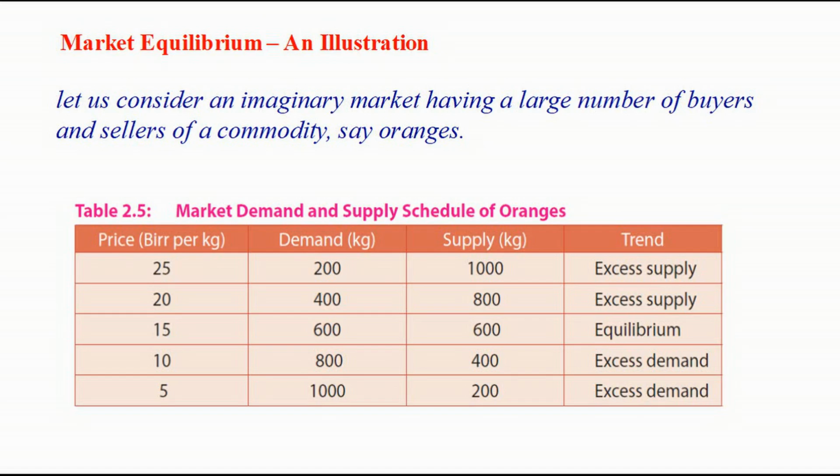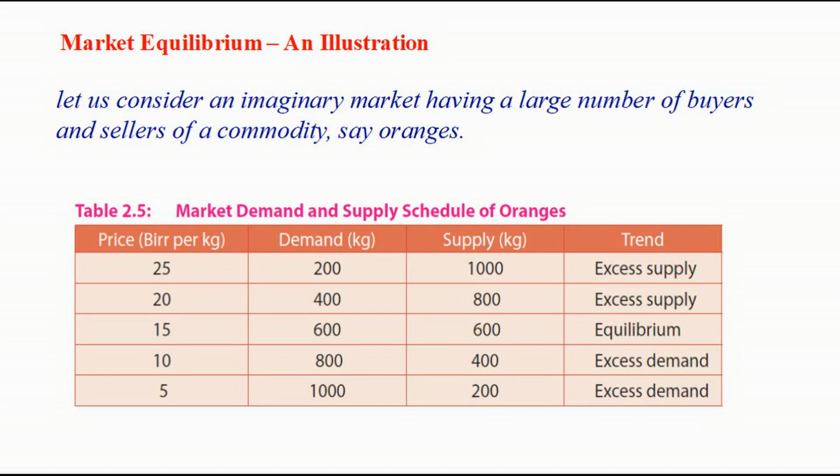When the price becomes 20, the demand increases slightly from 200 to 400 and the supply decreases to 800. Again, it also creates excess supply when the price is 20.